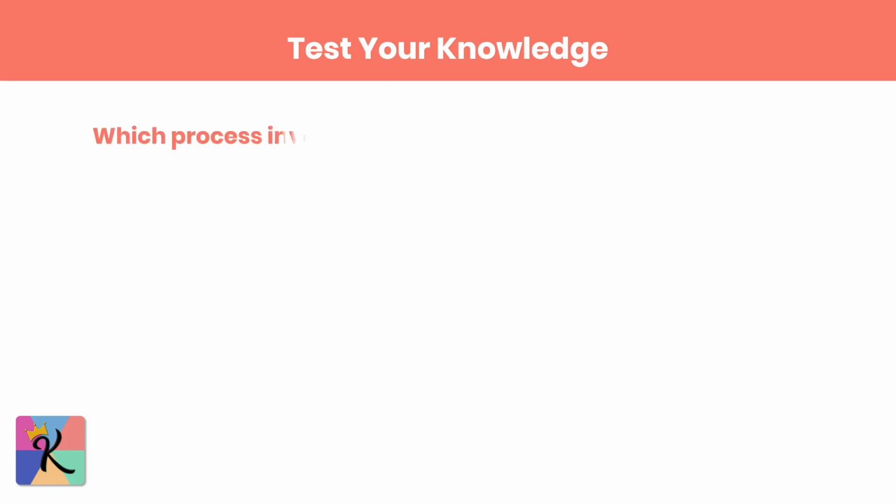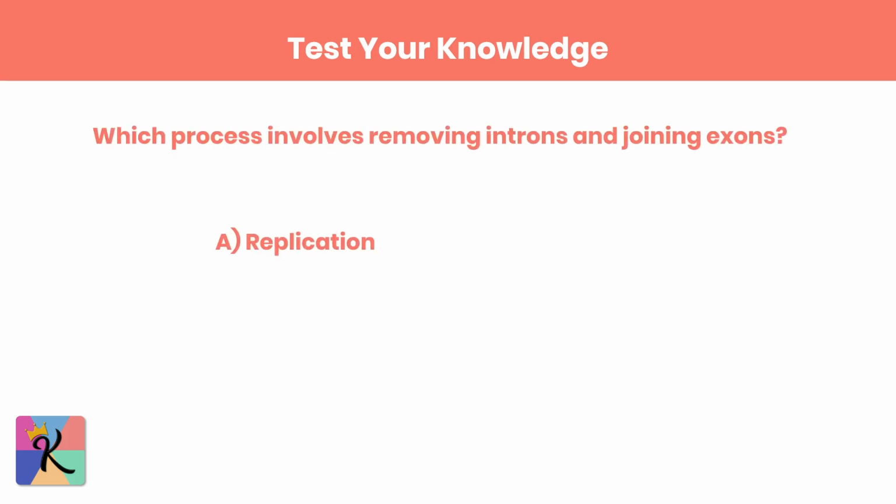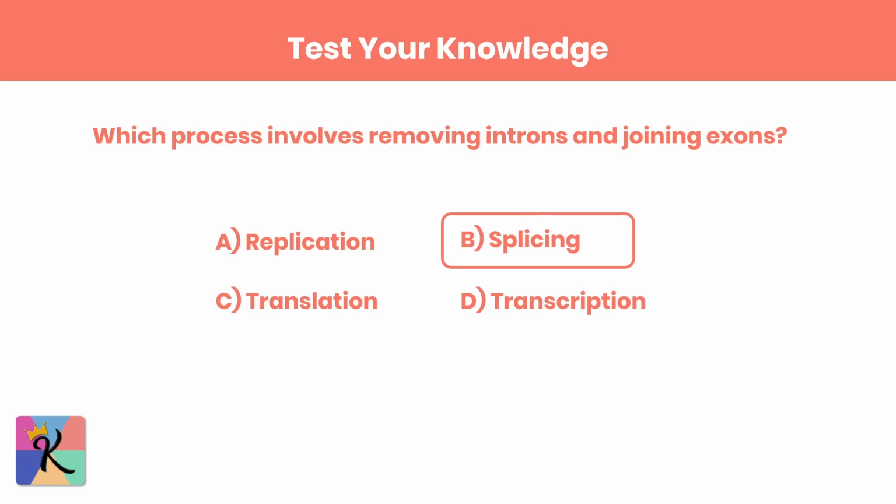Test your knowledge. Which process involves removing introns and joining exons? A. Replication. B. Splicing. C. Translation. D. Transcription. Think it through. The answer is B. Splicing. This essential step ensures that only the coding regions of eukaryotic RNA are translated into proteins.